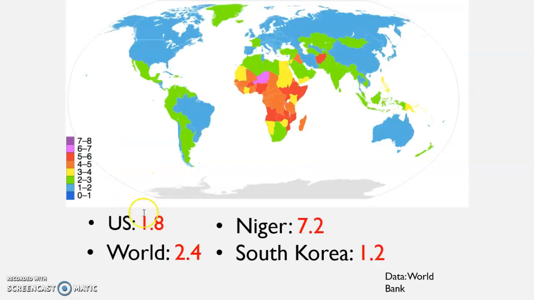And if you look at the United States, its fertility rate is actually at about 1.8. We're actually having fewer children than we need to replace our parents. But because we have a good, healthy immigration, those numbers of immigrants are helping our population to continue to grow. The world is at about 2.4. South Korea is about 1.2, and you can see Niger here is at 7.2, which is a large number. But again, all of the world is trending down from large families to smaller ones.